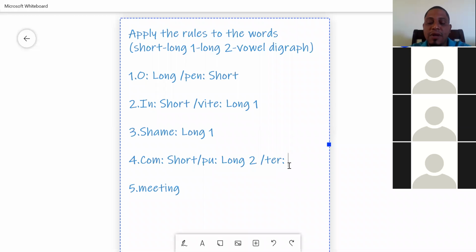Then we have the number 3, and you guys know that that is the short vowel rule. We have 2 consonants and a vowel in the middle. And last one, meeting. Meeting has 2 syllables, okay? It has "mee" and it has "ting". Now, what do you apply for the first syllable there?